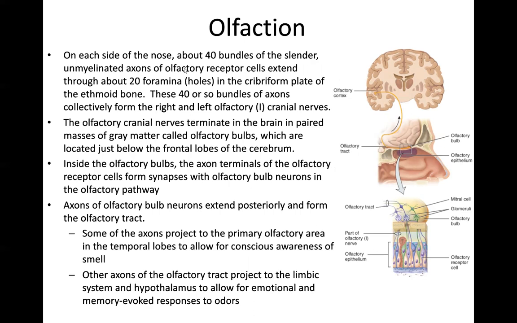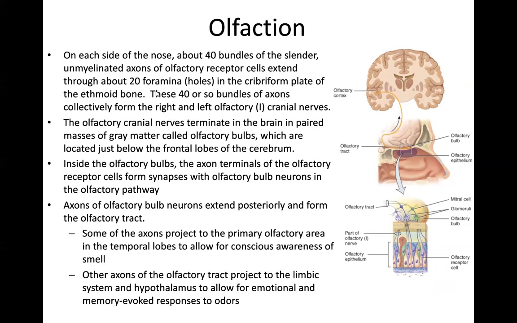Now, on each side of our nose, about 40 bundles of the slender unmyelinated axons of these olfactory receptor cells extend through about 20 foraminal holes in the cribriform plate of our ethmoid bone. That's what this illustration is showing you. Basically, we're zooming in on this little box in our picture. This structure here, in the whitish, brownish, tan shade, is the roof of our nasal cavity, what's called the cribriform plate. If you zoom in, you see that there are little holes.